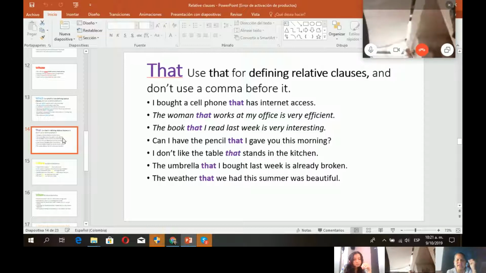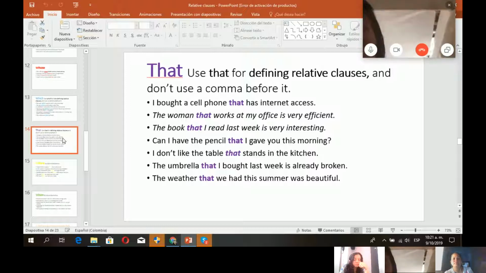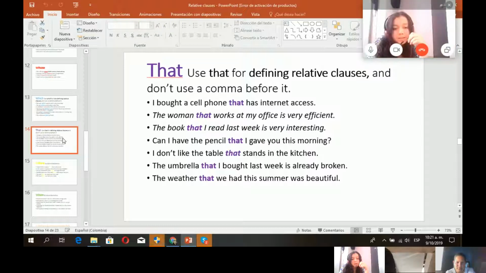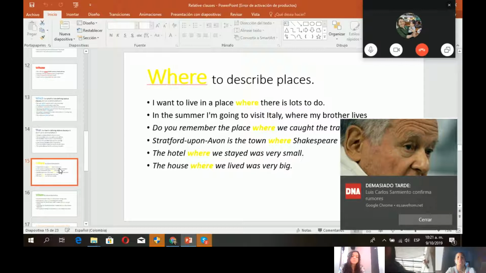Okay, the book that I read last week is very interesting. Angie, please. I don't like the table that stands in the kitchen. Maria Fernanda, the umbrella. The umbrella that I bought last week is already broken. And the last one, Angie, the weather. The weather that we had this summer was beautiful. Okay, thanks. Very good.